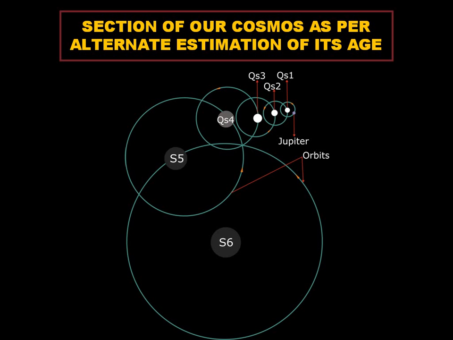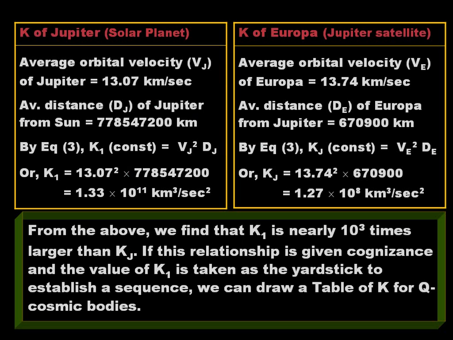This is a section of our cosmos as per alternate estimation of its age, which has been discussed in part 2 and part 3. We shall now determine K of Jupiter and K of Europa, which is a satellite of Jupiter.